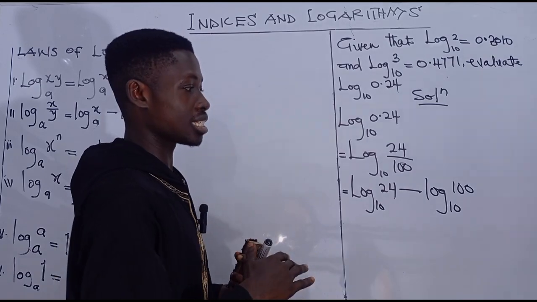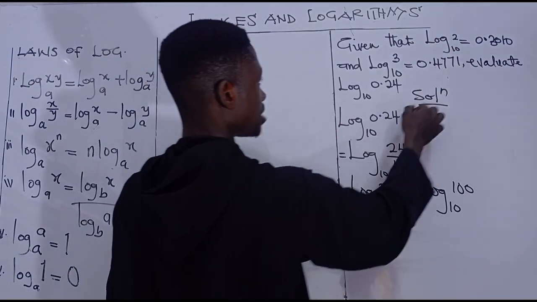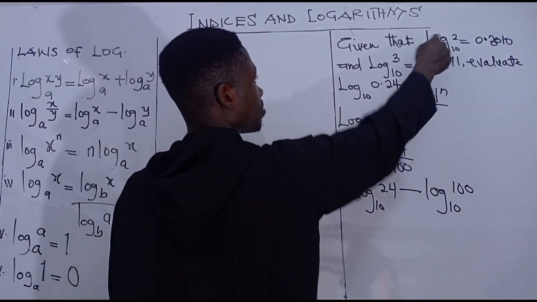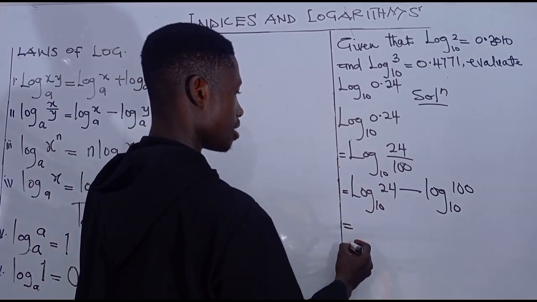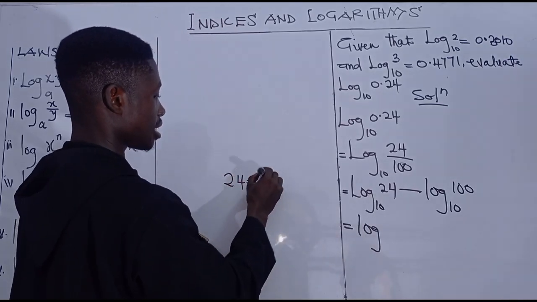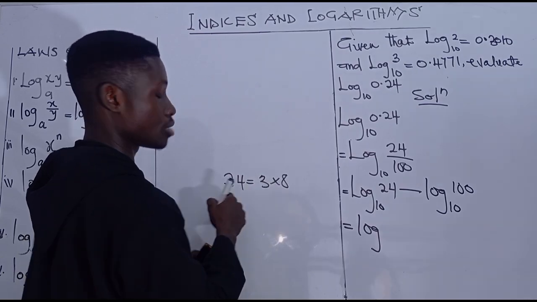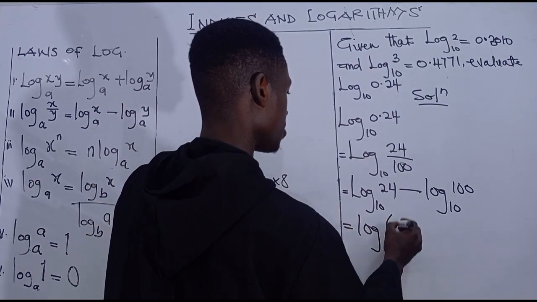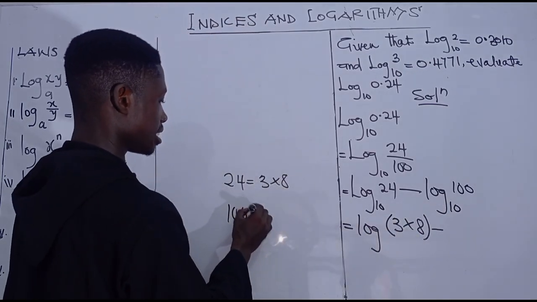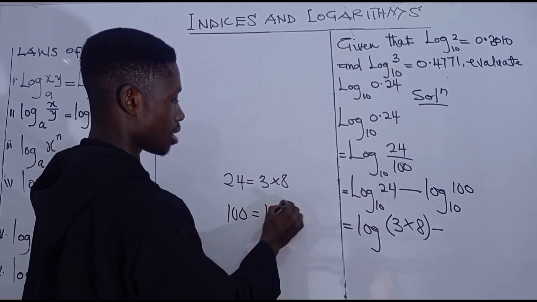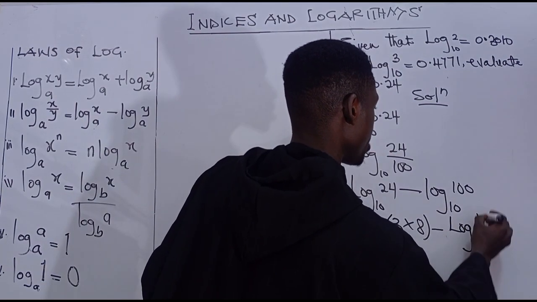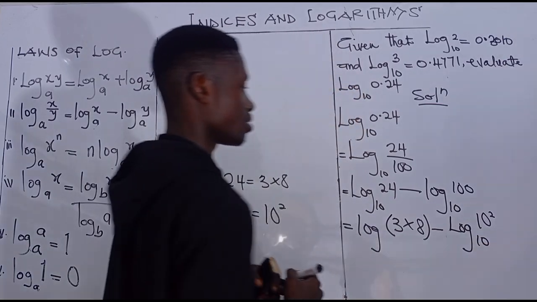At this very point, you realize that we are still not having log of 2 to the base of 10 or log of 3 to the base of 10. So we have to simplify further in order to obtain one of these. So we shall have log of, you know that 24 can be written as 3 times 8, because 3 times 8 will give us 24. So we shall have 3 times 8, and then minus, 100 can also be written in index form as 10 raised to the power 2. So you have log of 10 raised to the power 2 to the base of 10.